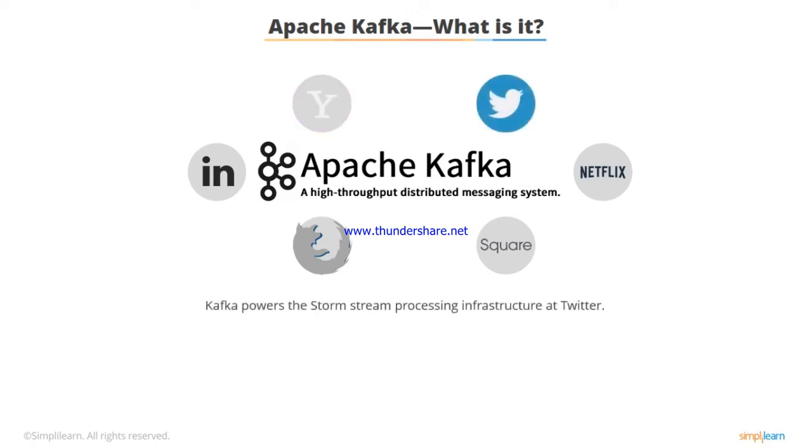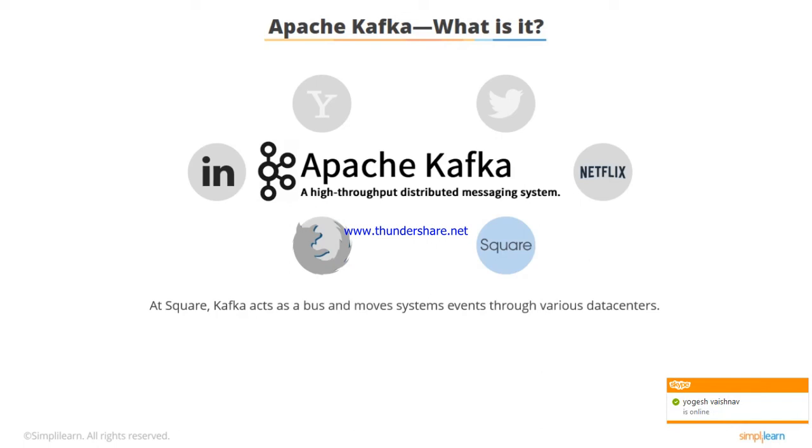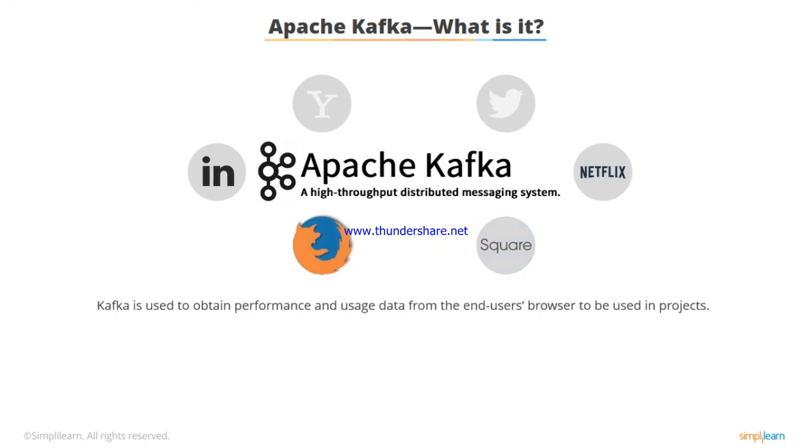Twitter. Kafka powers the Storm stream processing infrastructure at Twitter. Netflix. Kafka handles the real-time monitoring and processing of events at Netflix. Square. At Square, Kafka acts as a bus and moves system events through various data centers, including metrics, logs, custom events, and so on. Mozilla. Kafka is used to obtain performance and usage data from the end user's browser to be used in projects like telemetry, test pilot, and so on.